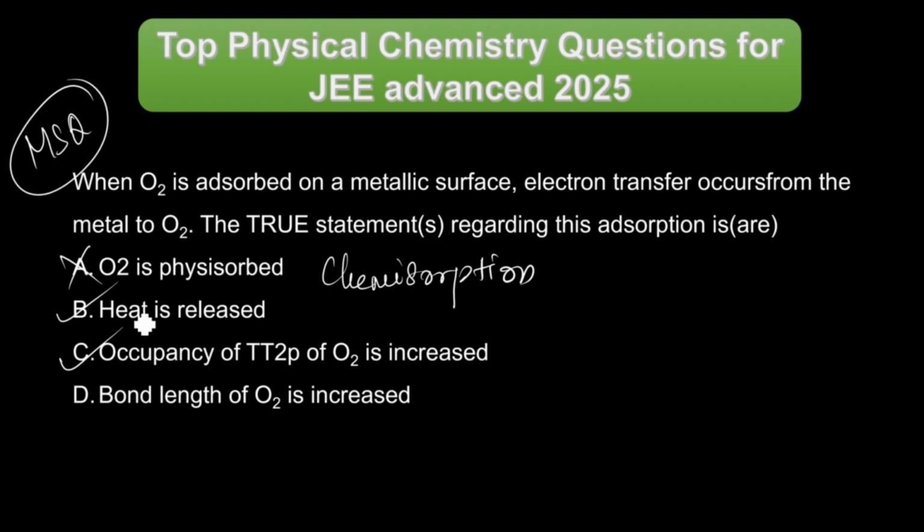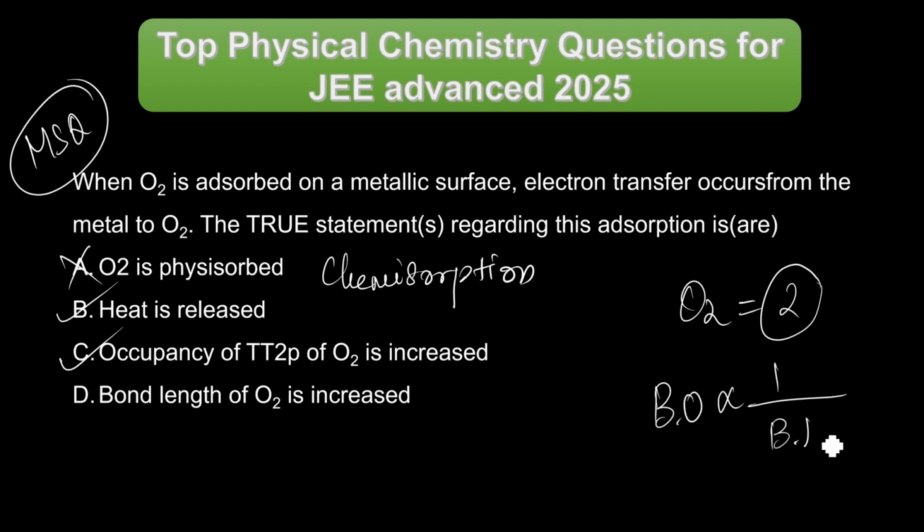So what will happen? O2 has the bond order 2. The bond order is inversely proportional to bond length, correct? So bond order increases means bond length decreases. If I'm adding one more electron to the anti-bonding pi star 2p orbital, the bond order will be decreased, so the bond length will be increased. Correct? Are you getting my point? So the bond length will be increased, which makes B, C, D the correct statements.